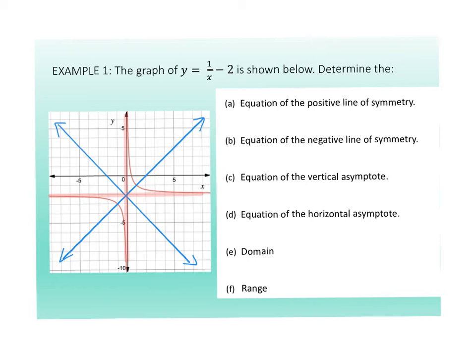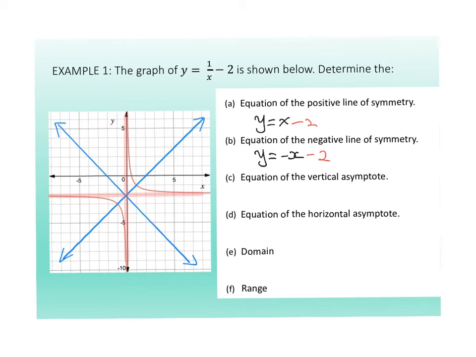Let's have a look at the equation of the positive line of symmetry. What happened here? We started off with y equals x. Now we move it down. So therefore, it is y equals x minus 2. We have shifted the line of symmetry down. What about the negative line of symmetry? It is y equals minus x to start off with. Again, it has become y equals minus x minus 2.